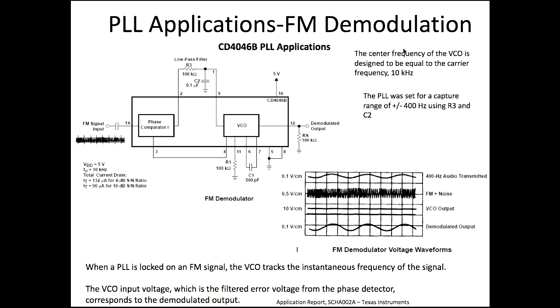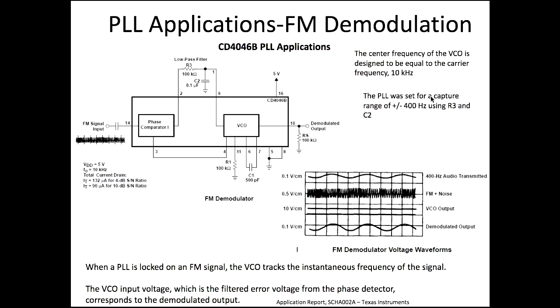Then they say that the PLL was set for a capture range of plus or minus 400 hertz using R3 and C2. Means you can set a capture range. What do you mean by capture range? The PLL center frequency is equal to 10 kilohertz. That means when you don't have any input and you turn on the PLL, your center frequency is 10 kilohertz. So when you connect a carrier of 10 kilohertz, that is fine.